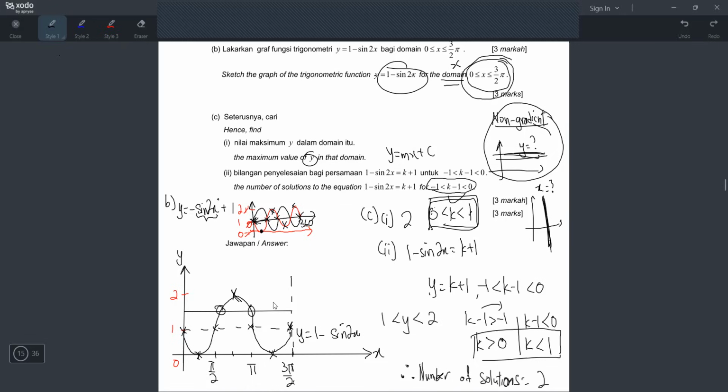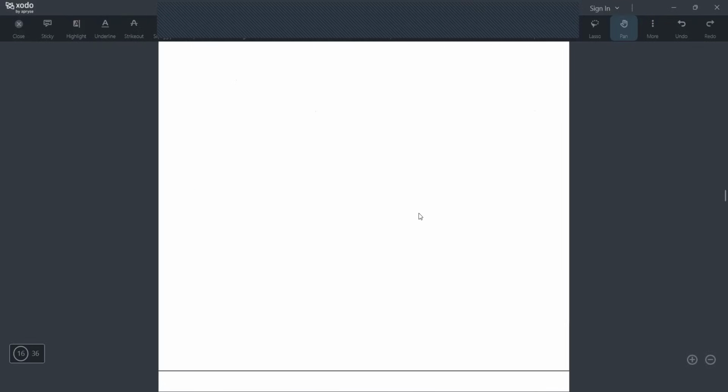Okay, and the equation for this line is k plus 1. It's okay, you don't have to find k. The question never asks you to find it also, right? So we just want the number of solutions, and this is how you do it. Okay, done.